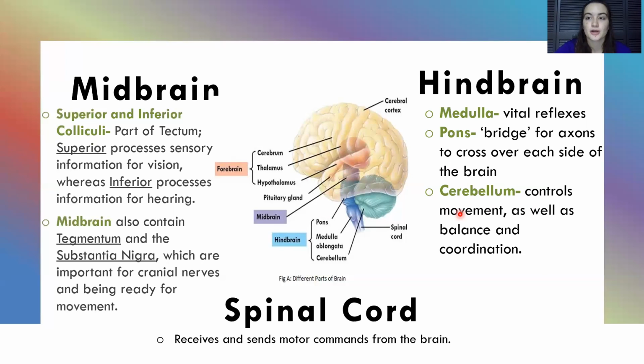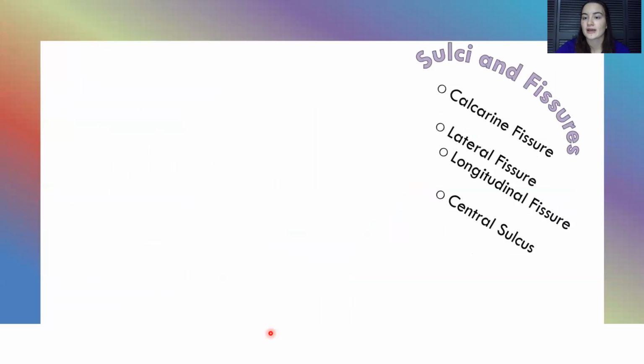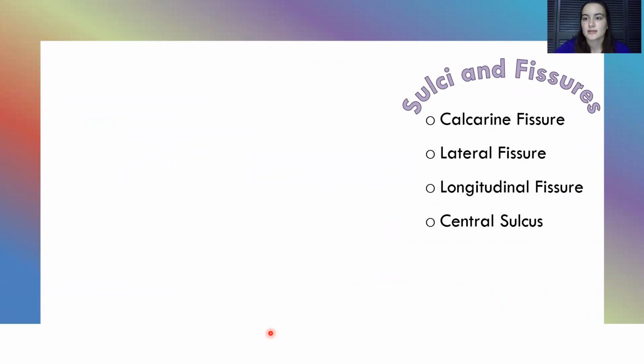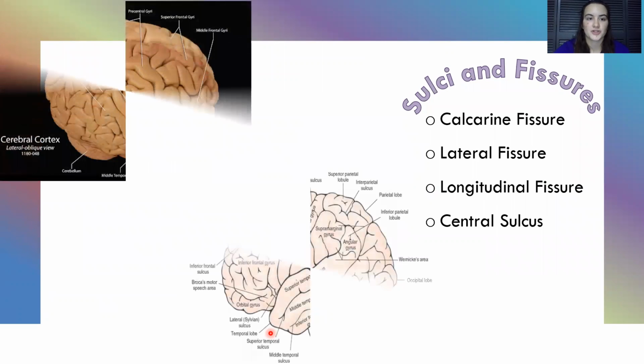The last part of this section that I want to cover is the spinal cord. And the spinal cord is within the brain stem. It'll be here, and it receives and sends motor commands to and from the brain. Next, we're going to talk about sulci and fissures.